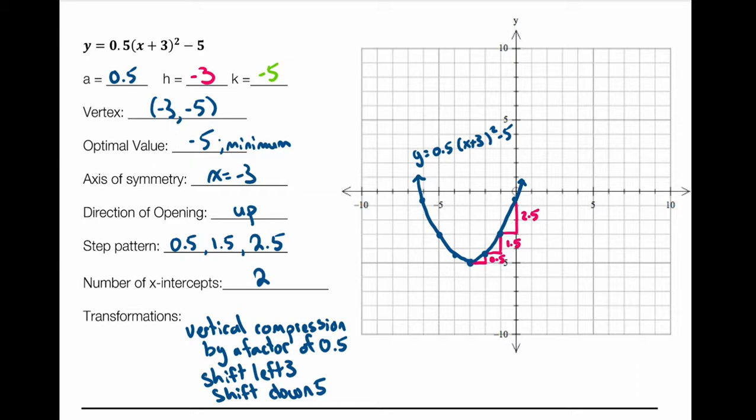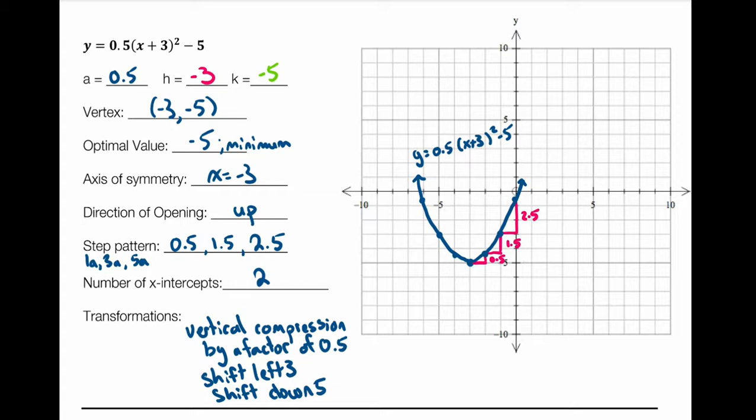Step pattern was a little different because we had a decimal in front, but we still followed that same general pattern, 1a, 3a, 5a. So 1 times 0.5 is 0.5. 3 times 0.5 is 1.5. And 5 times 0.5 is 2.5. So here that's where we get this step pattern.